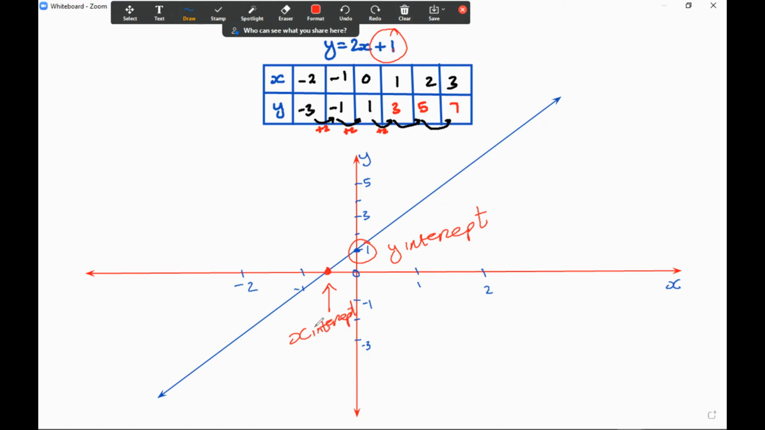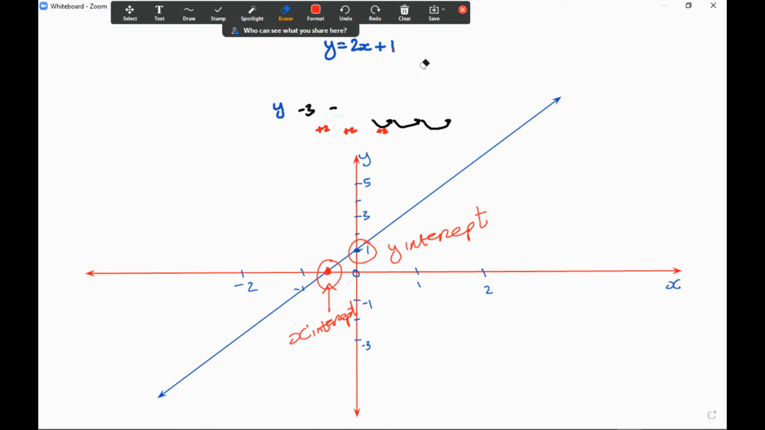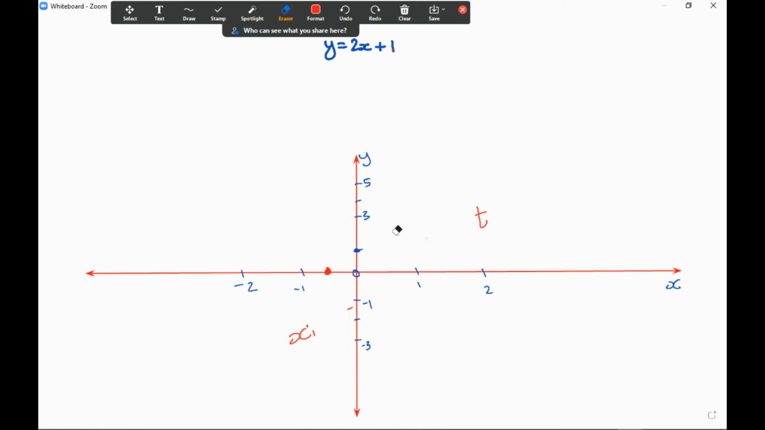Now, how can I draw this in a different way using the y-intercept and x-intercept? Let's see. I got the equation y equals 2x plus 1. It took a long time to do the table. Now I want to find a different way to do this. So what I'm going to do now is show you how to do this without drawing up the table.